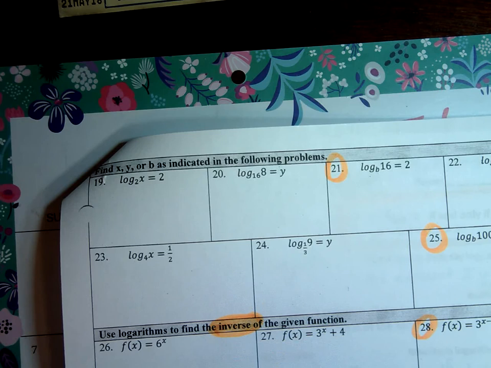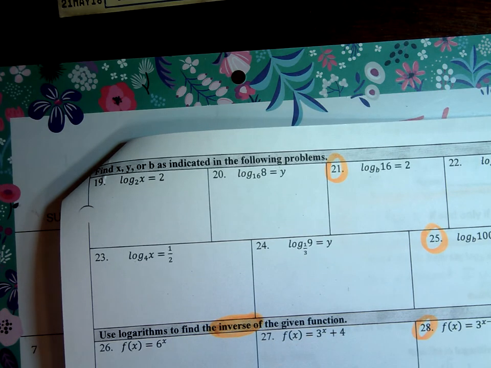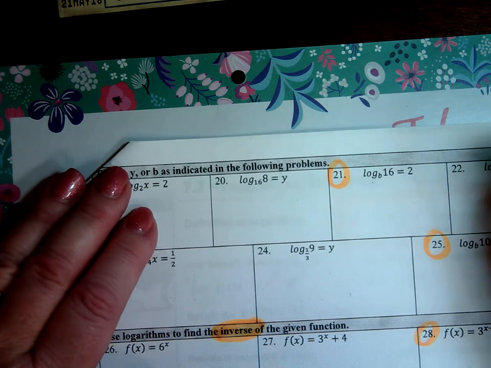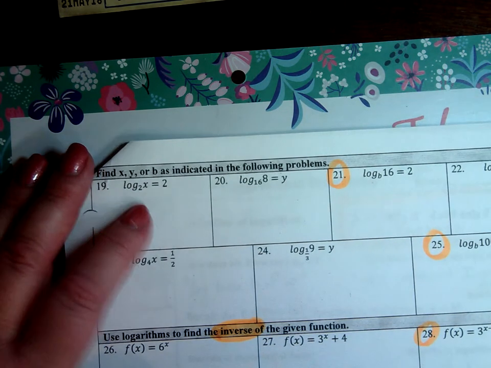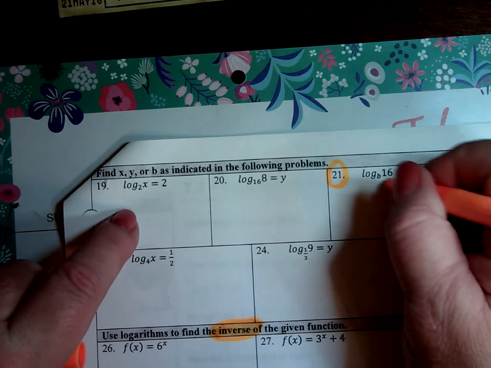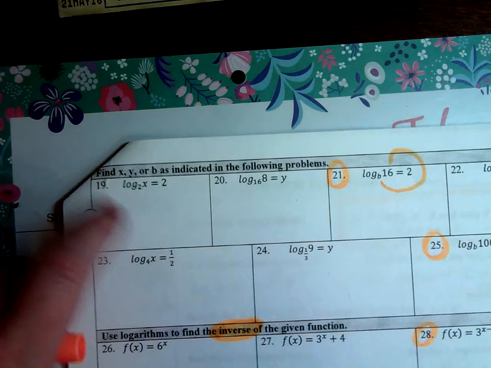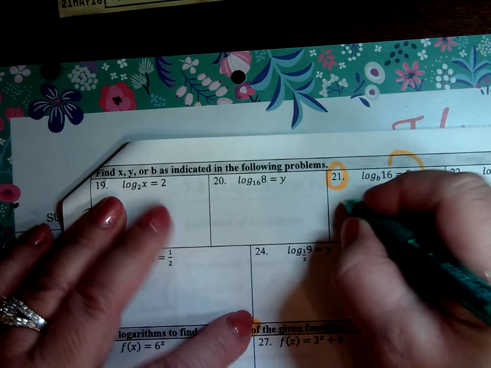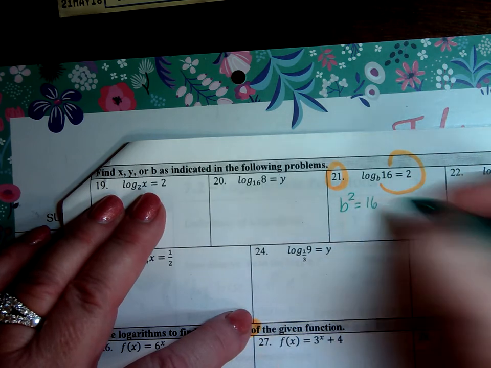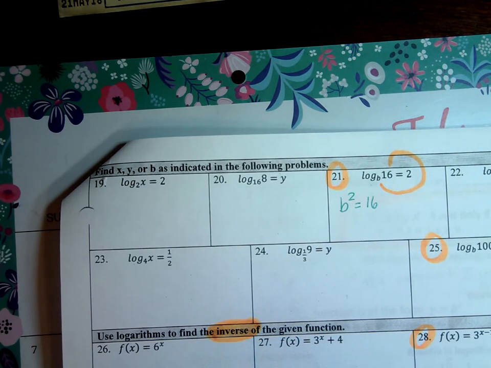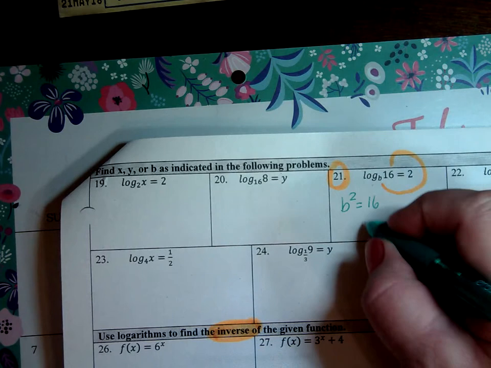So, if I do b, I'm going to pull the loop out of my pocket. If it's a logarithm, I need an exponent. So it's going to be written as b squared equals 16. Well, think about that. What number squared is 16? And y'all say 4. And you're right.